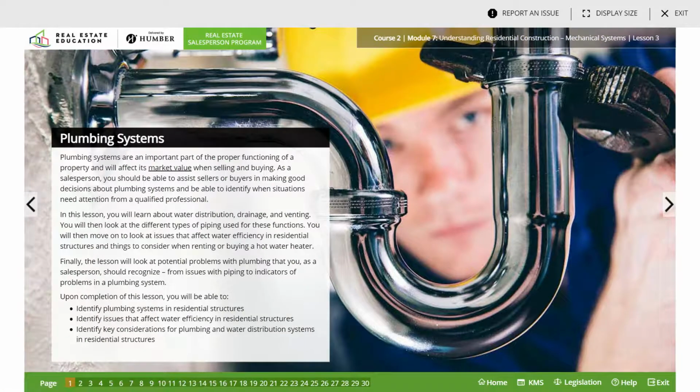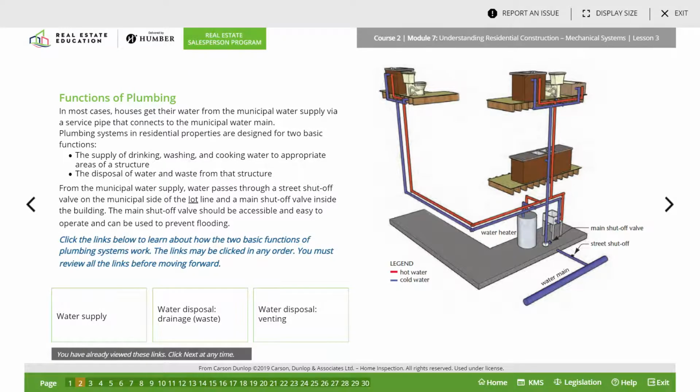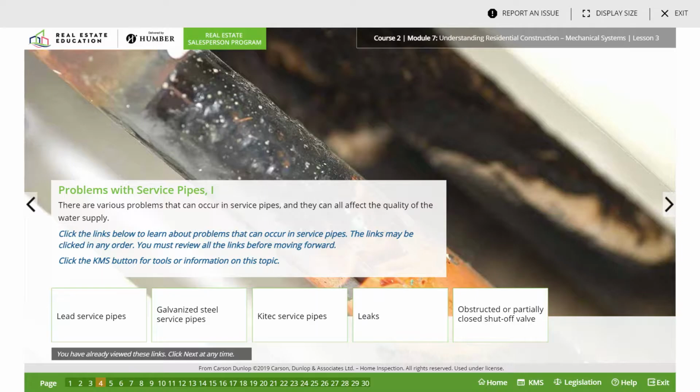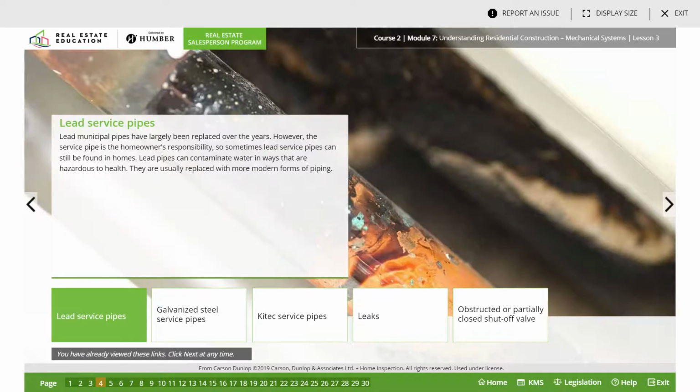Let's see if we can find some other useful stuff here. The functions of plumbing are basically water supply, water drainage, and disposal of water. Service pipes can be lead, galvanized steel, copper, or plastic piping. Problems with service pipes: lead service pipes, we talked about this, can contaminate water and can be hazardous to health.